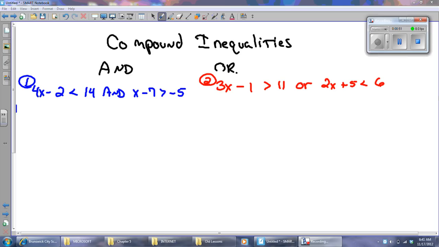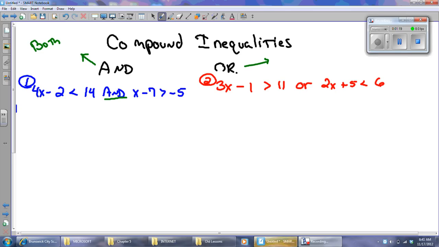First, before I actually do it, I want to discuss the meaning of and. And means both. So when we solve this blue one, because it's an and statement, both parts are going to have to be true. We're looking for all the numbers where both parts of the inequality are true. Both must be true, okay?